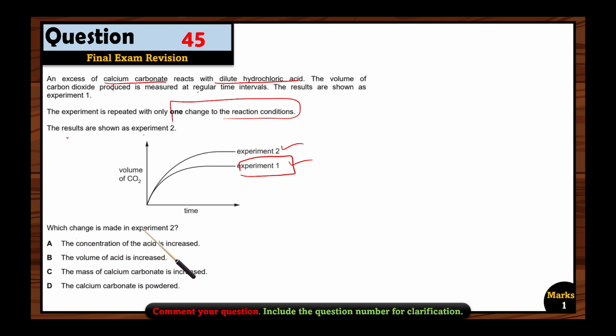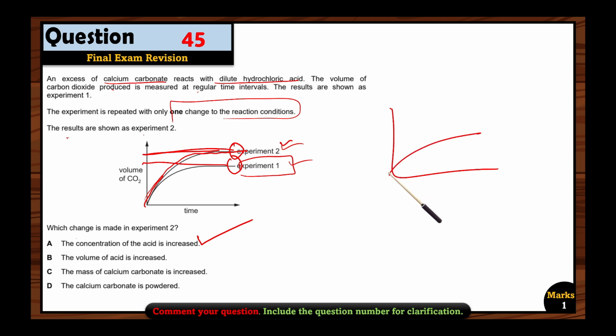If you see, in experiment 2 the slope is steeper, right? Second, the product is also different. The volume of carbon dioxide is more compared to experiment 1. So what does it mean? It means the volume of the acid has been increased. It's not only about the concentration, because if you increase the concentration in experiment 2, the rate of the reaction will increase.